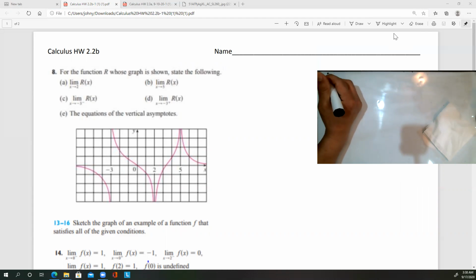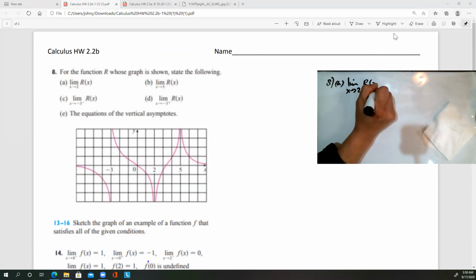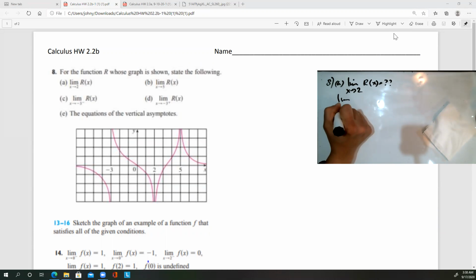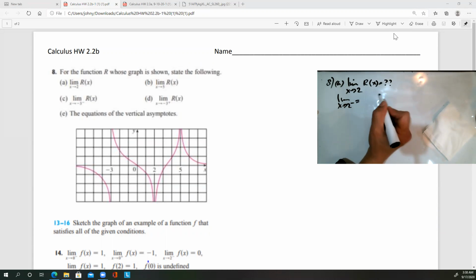So, what's the limit as x approaches 2? You're supposed to say limit as x approaches 2 of the function r of x, right? Because there's no sign in the back right here, that means that it has to be from both directions. The limit as x approaches 2 from the left, or from the negative side, must approach the same limit as x approaches 2 from the right, or from the positive side of this function.